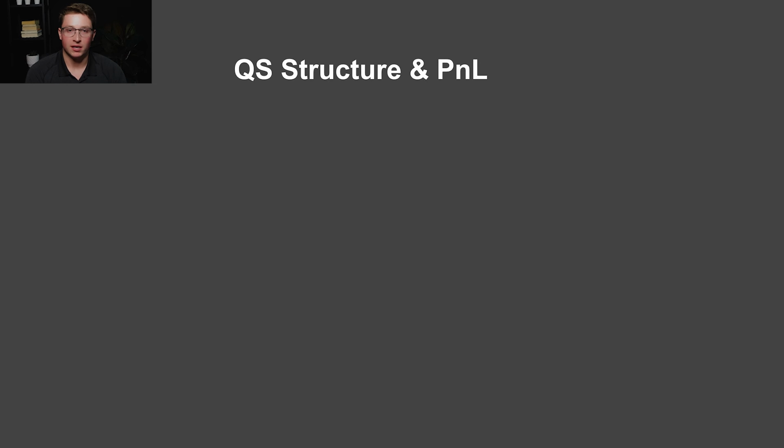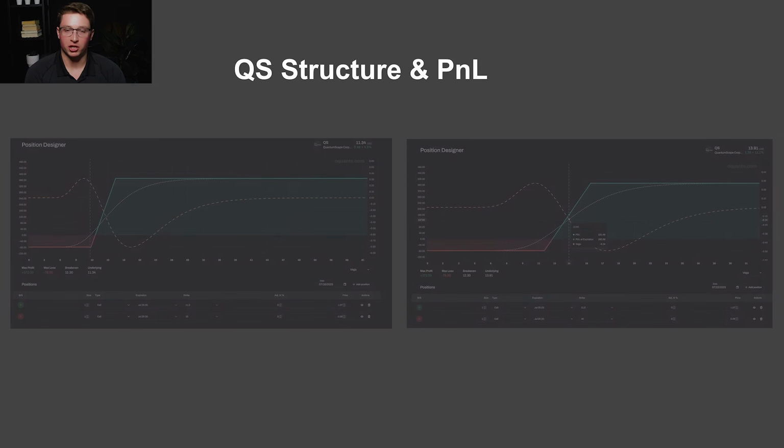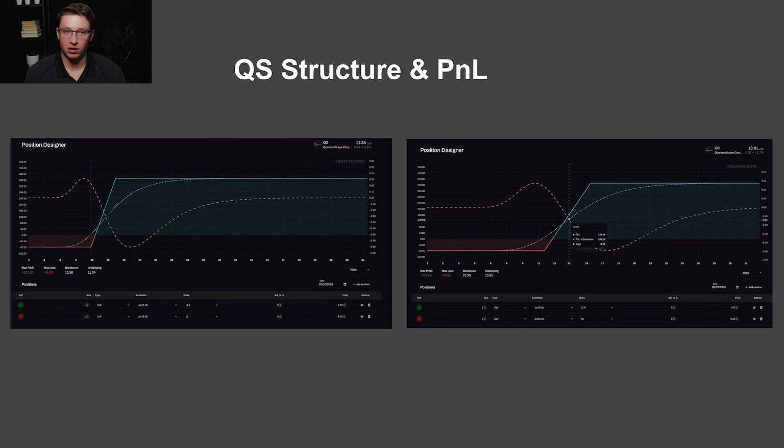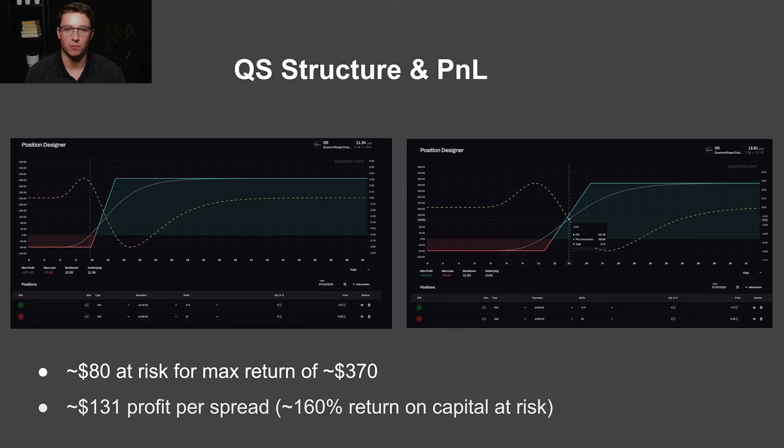We put on this trade by buying the July 25th expiration, 11.5 strike call at the 50 delta at an implied volatility of 160%, and we sold the July 25th expiration, 16 strike call at the 20 delta at an implied volatility of 200%. The total debit for the spread was $80 with a potential max profit of $370. And the outcome was $131 per spread, or 160%.